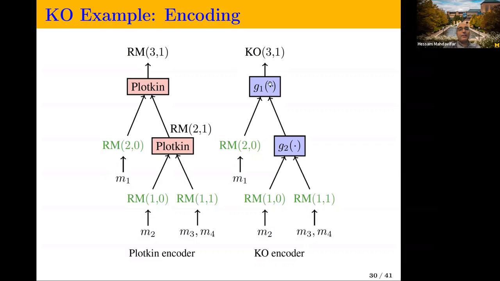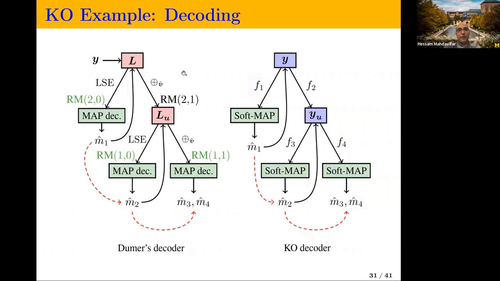Okay, so Reed-Muller 3-1, using Plotkin concatenation, has this structure, and here again the same structure, the leaves are the same, but the concatenation is now with G1 and G2. And for decoding, so successive cancellation decoding basically uses that LSTM plus operation recursively and decodes the leaves.